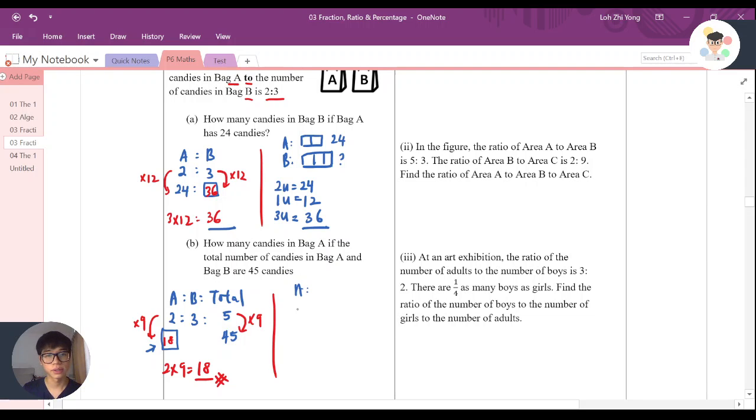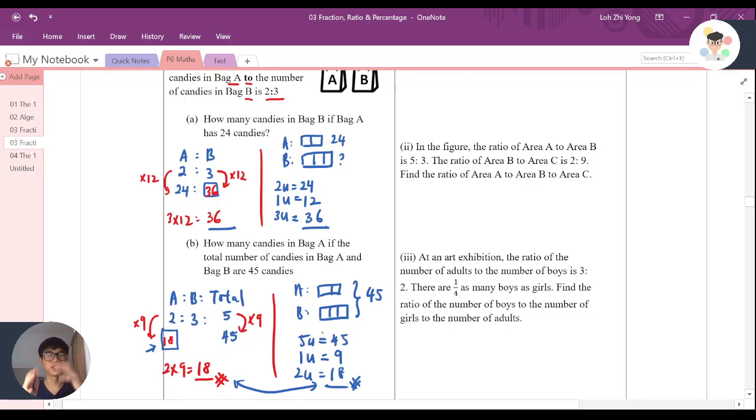If we want to do it in a bar modeling method, how do we do it? The same. We have 2 units here, we have 3 units here. I know that the total is 45, and the total is actually 5 units. So if 5 units is 45, 1 unit is equal to 9. Now they are asking for A, which is 2 units. So 2 units is equal to 18. Again, you can see the same answer. So this is basically the way we solve this.